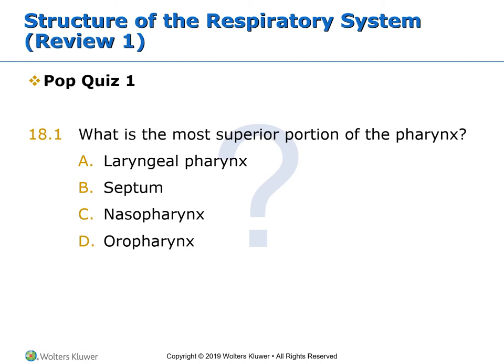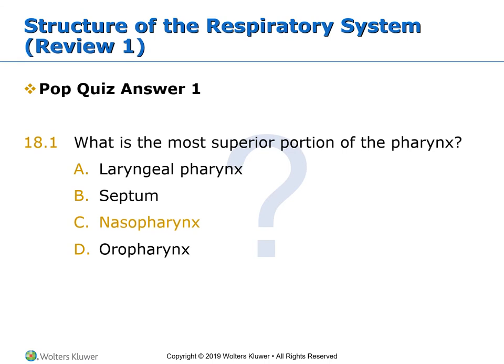What is the most superior portion of the pharynx? A. Laryngeal pharynx. B. Septum. C. Nasopharynx. Or D. Oropharynx. The most superior portion of the pharynx is the nasopharynx.